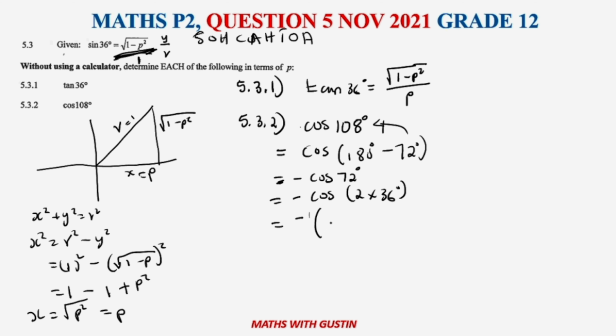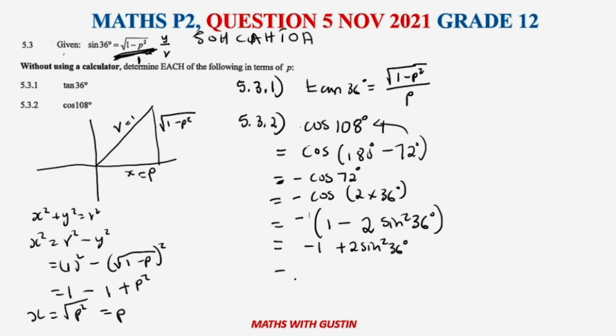We can simplify by saying minus, 1 minus 2 sine squared. This is from a double angle, guys. Please make sure that you follow. With that, from a double angle, we can multiply it by the negative. It's going to be negative 1 plus 2 sine squared 36.